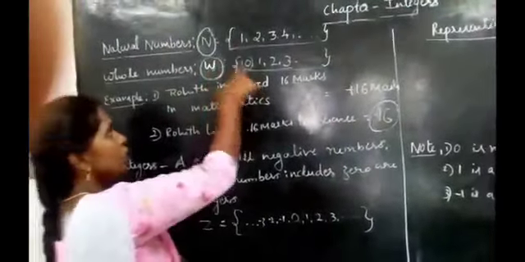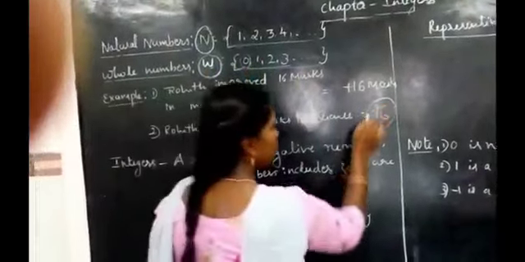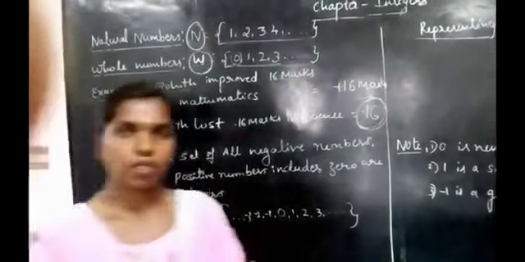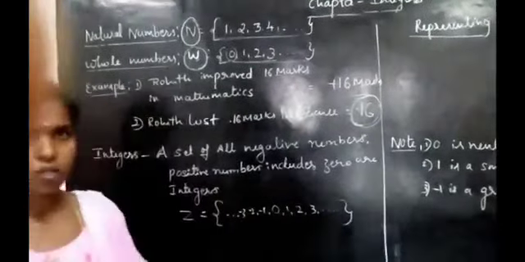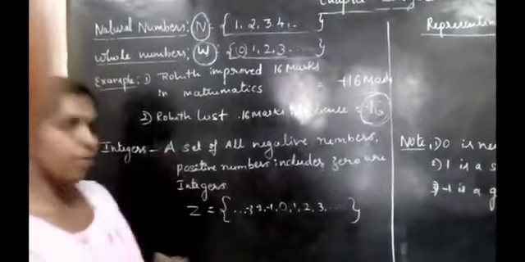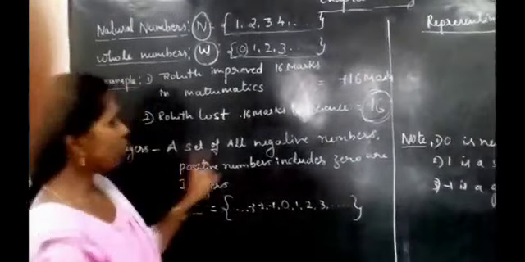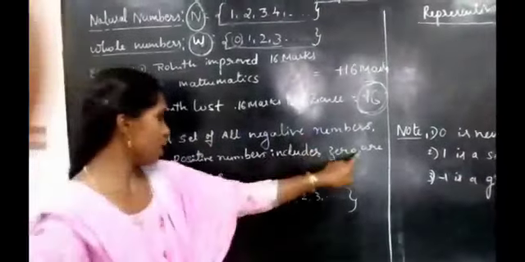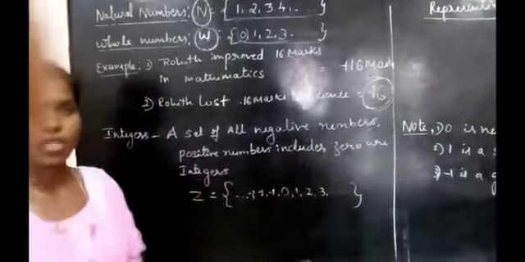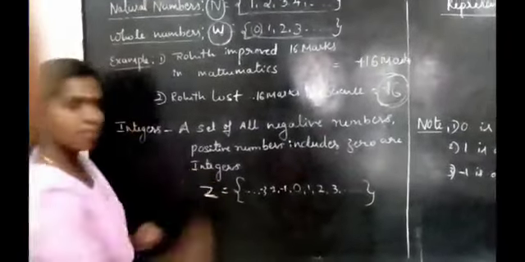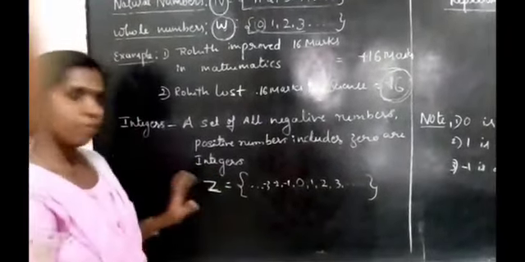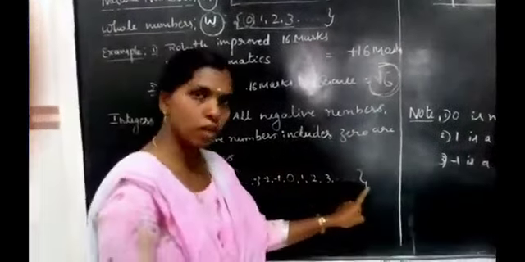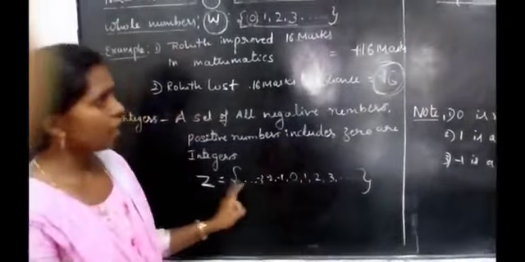Then, along with these positive whole numbers, if we include all the set of negative numbers, then this set of numbers is called integers. So what are integers? We can define integers as a set of all negative numbers, positive numbers, including 0, and it is denoted by the letter Z. Thus, the set of integers we can express in the form of 0, 1, 2, 3 and so on, minus 1, minus 2, minus 3 and so on.